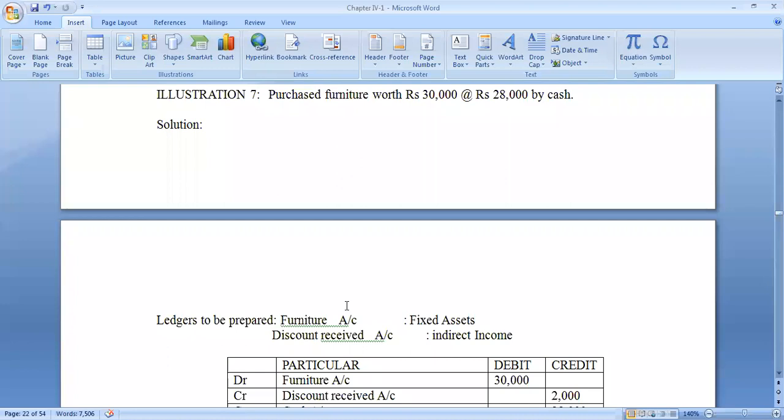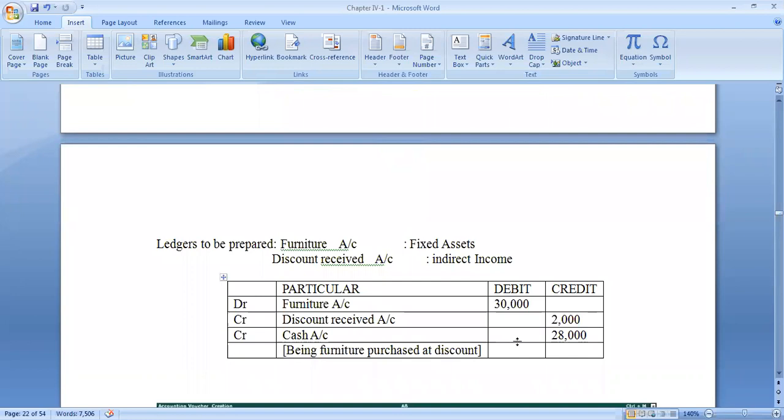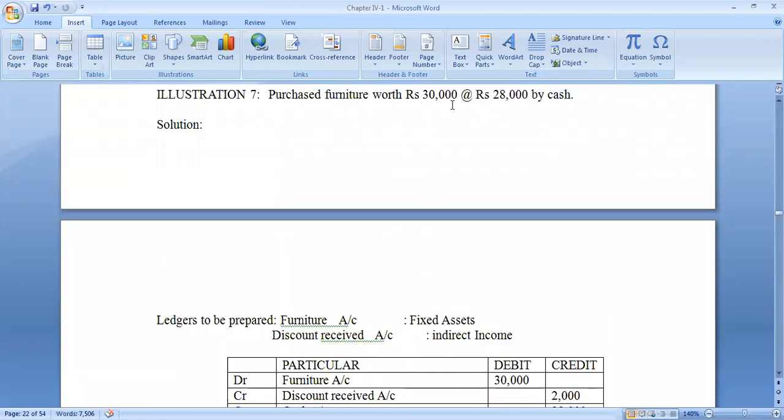Now there is the seventh illustration. Purchased furniture worth rupees 30,000 at rupees 28,000 by cash. So 28,000 is paid in cash, but the furniture purchase is 30,000. So what will be the difference? 2,000 is the discount which is being allowed, or a discount received by the customer.